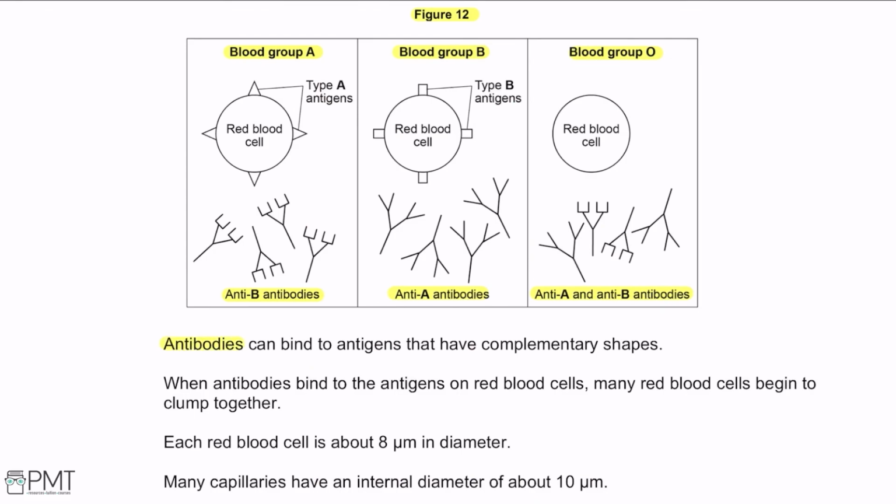Antibodies can bind to antigens that have complementary shapes. When antibodies bind to the antigens on red blood cells, many red blood cells begin to clump together. Each red blood cell is about 8 micrometers in diameter. Many capillaries have an internal diameter of about 10 micrometers.